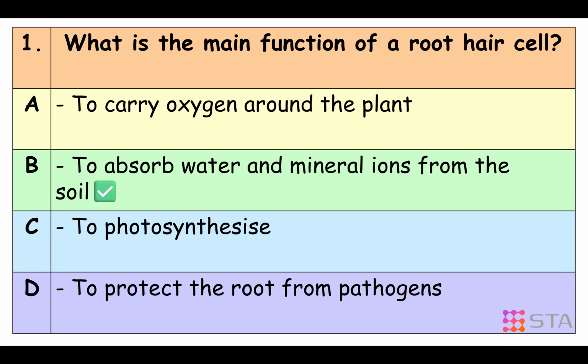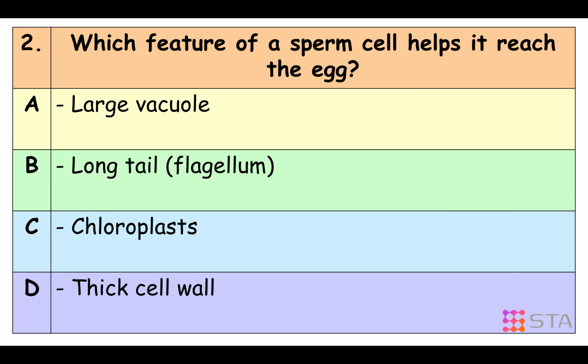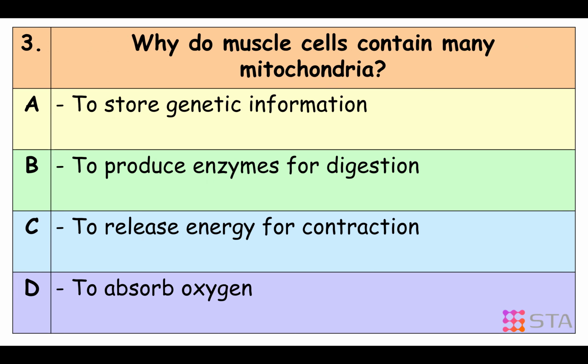Okay, and the answer is, of course, B. The main function of a root hair cell is to absorb water and mineral ions from the soil. Question 2. What feature of a sperm cell helps it reach the egg? And you can probably see straight away that the answer, of course, is B. It's the long tail. Obviously, the biological term for that is flagellum. Okay, number three. Why do muscle cells contain many mitochondria?